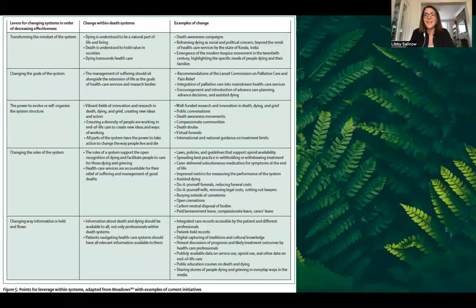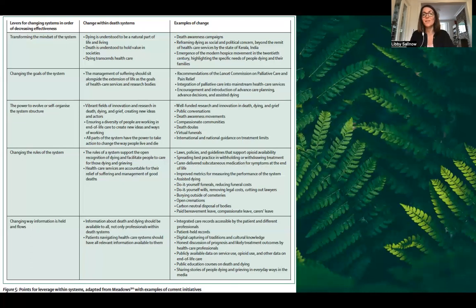This is one of my favourite tables from the Lancet Commission. It's figure 5, a table quite near the end. Here we took Donella Meadows' list of the different levels at which you can intervene in a system, ways of changing and transforming systems, and we list them along the far left. Then we describe what that would look like if we were to do that for death, dying, and grieving. So what would changes within the death system look like? And crucially, because we know there are people, activists, and practitioners around the world who are already doing this and achieving amazing change, we picked up those examples and captured them in the final column, the examples of change.